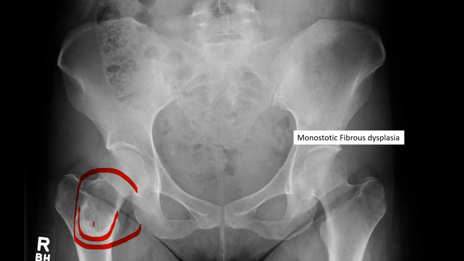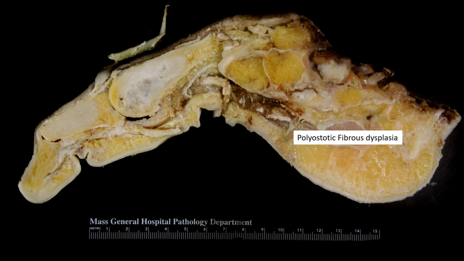But look at the interior of this lesion. It has that fine white appearance that is referred to as ground glass. That's created by the calcification within the lesion, and that's very typical for fibrous dysplasia.